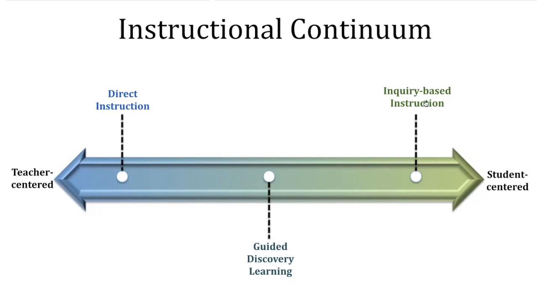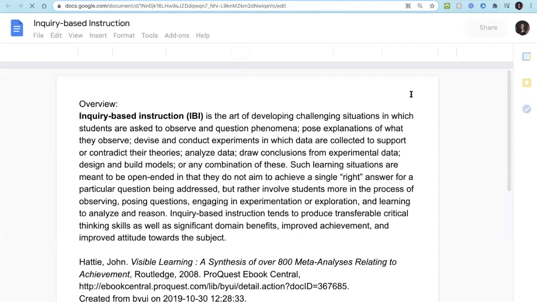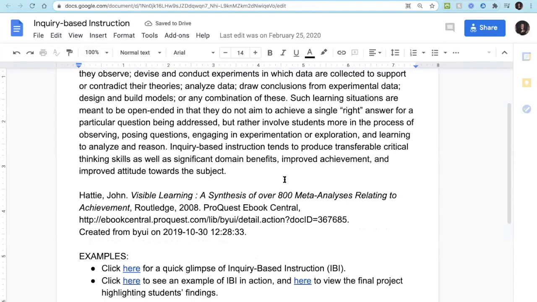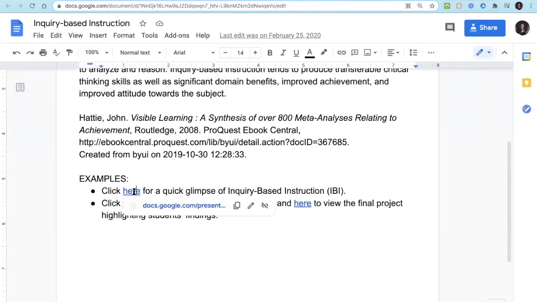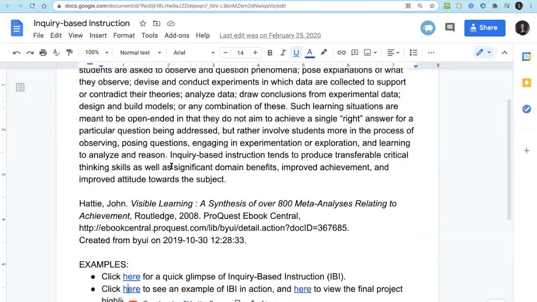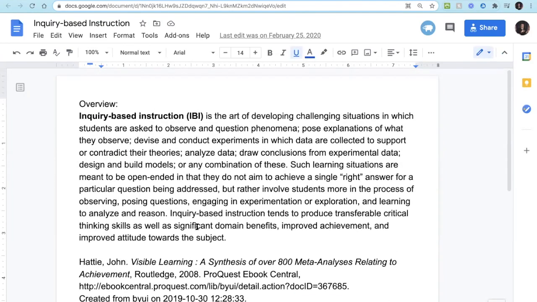And if you click, you'll see a very common instructional approach that falls on this side of the continuum called inquiry-based instruction. If you click on that, folks, it'll open up some more information and give you an overview. And then click here and you can see what it looks like at a glance, the different components. And click here and you can watch a teacher in action. And I'm pretty sure we've covered inquiry-based instruction in the past.